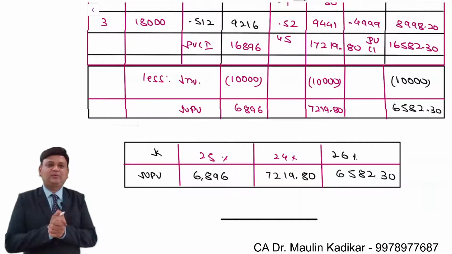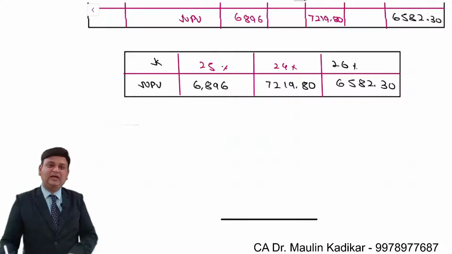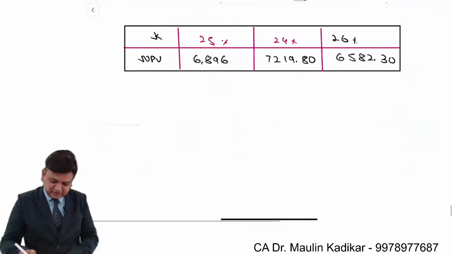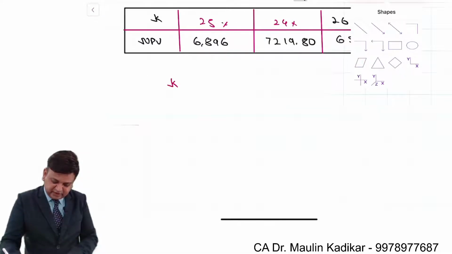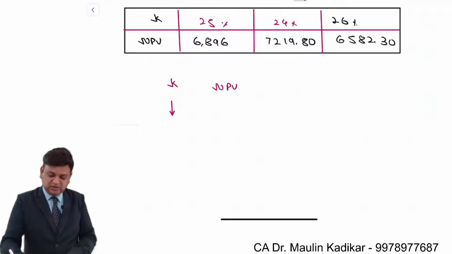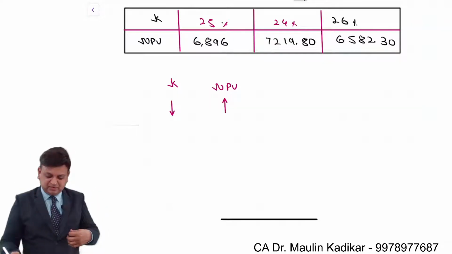Now friends, over here importantly we can observe that the discounting rate and NPV have an inverse relationship. When the cost of capital is falling from 25 to 24, at that point of time you can see NPV of the project is increasing from 6896 to 7219. Means cost of capital and NPV have an inverse relationship.